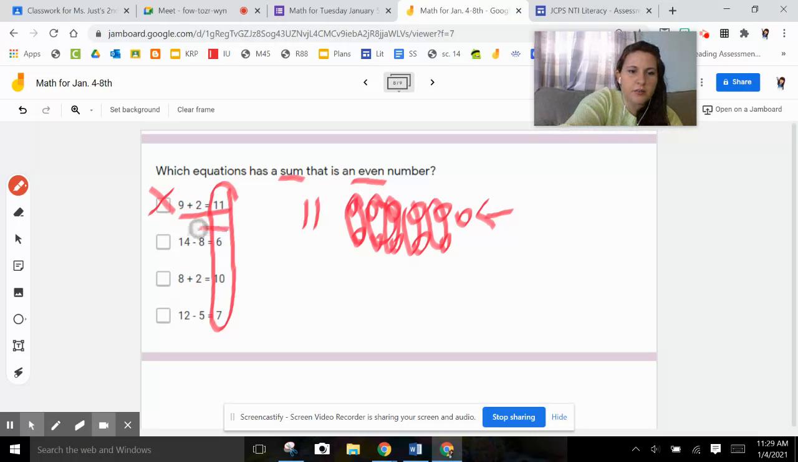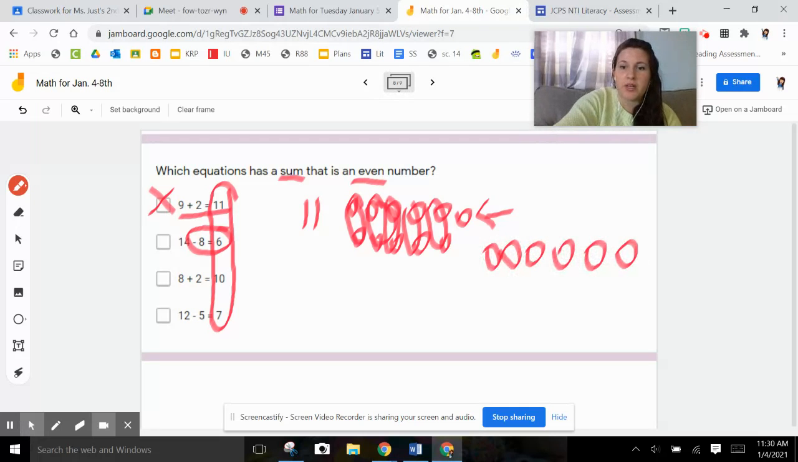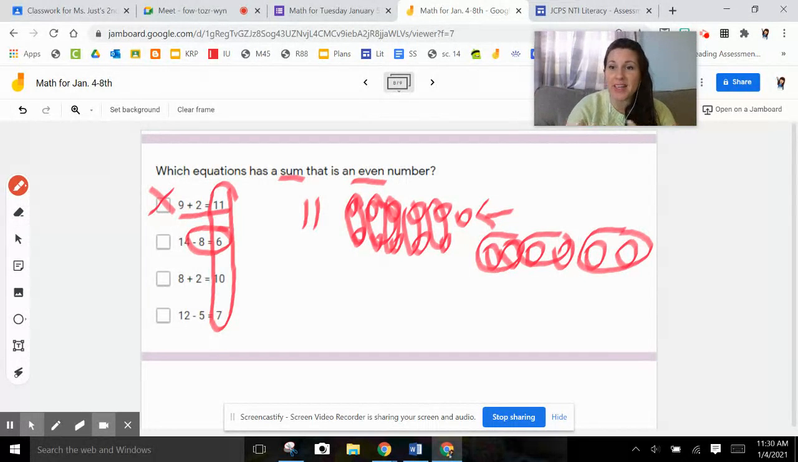Our next sum is the number 6. 1, 2, 3, 4, 5, 6. Give everyone a buddy. You get a buddy, you get a buddy, and you get a buddy. Everyone got a buddy, so that means that number is even. So this one is definitely one of our answers. So I'm going to put a check mark next to that.